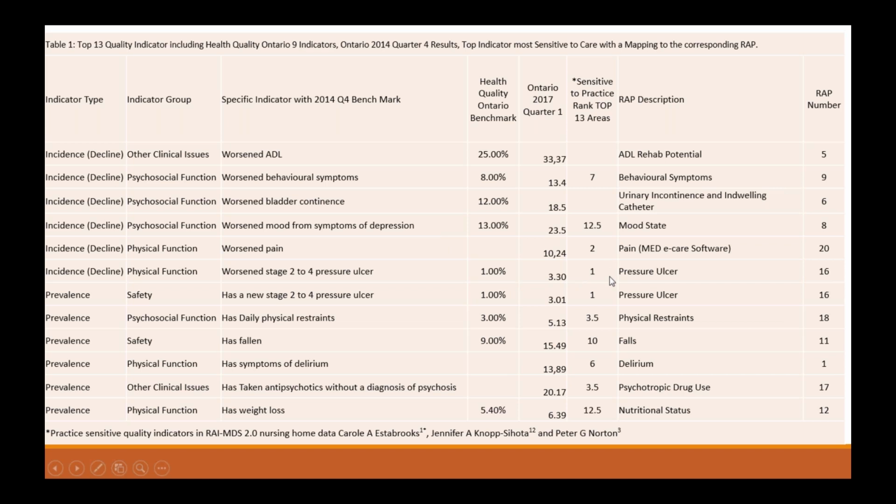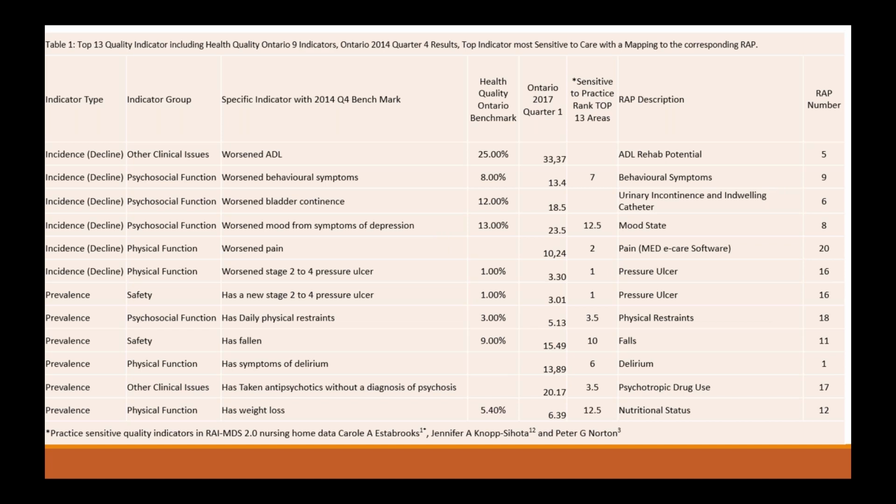But you also see that under the Carol Estabrook paper that they're saying that pressure ulcers, stage 2 to 4, are the number 1 area that nursing care can impact. So I think that's a very good one to look at, one that will help you decide what areas you are going to measure, where can we have real impact. So you see worsened pain, there is no quality measure for it. It's just about 10% of residents experience worsened pain. And you can see here it's the number 2 area that Estabrook et al. say that we could have impact on.